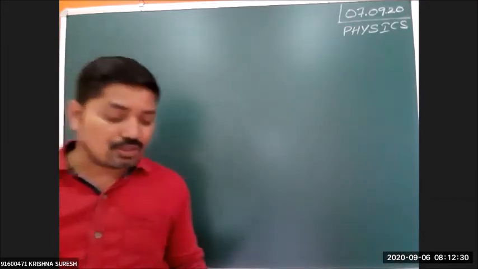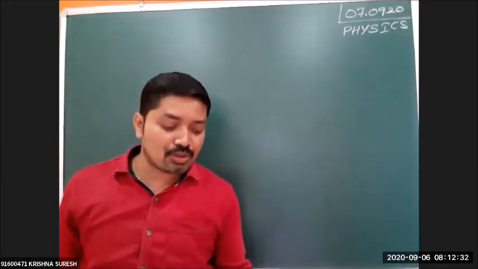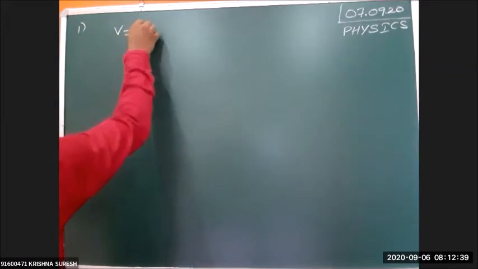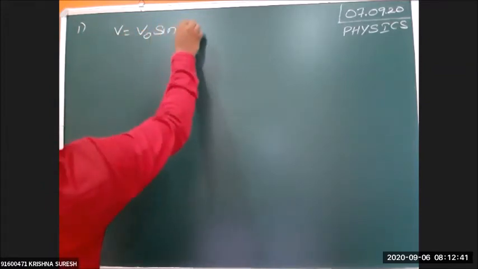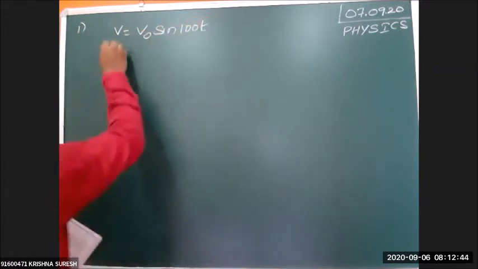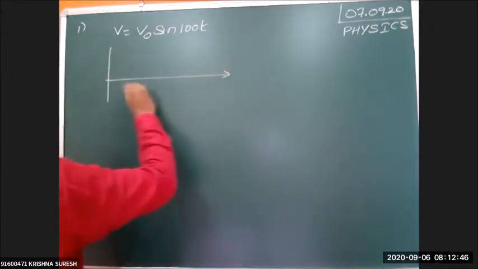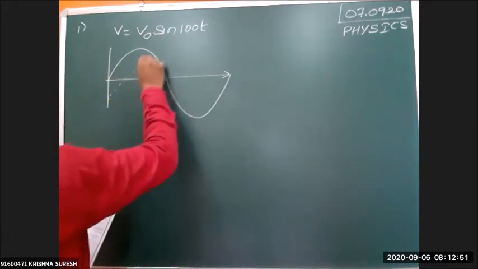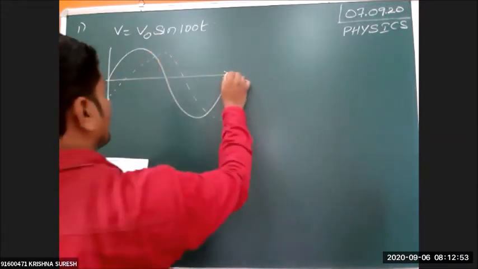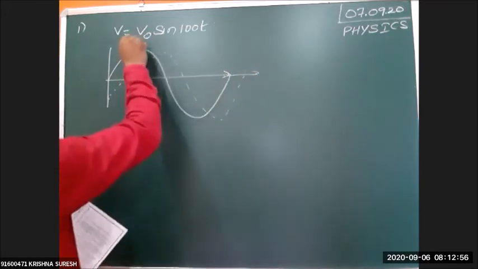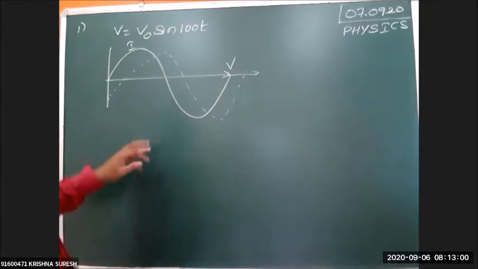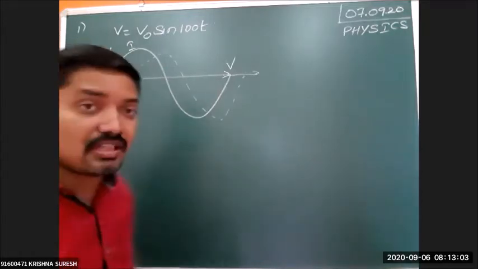Now see the first question, first one: an AC source of voltage V is equal to V naught sine omega 100t. So V is equal to V naught sine 100t. This is the given expression and he gave you a graph like this. So this is the given graph. Here this one is current and this is voltage. From this diagram, we can say that current leads the voltage.